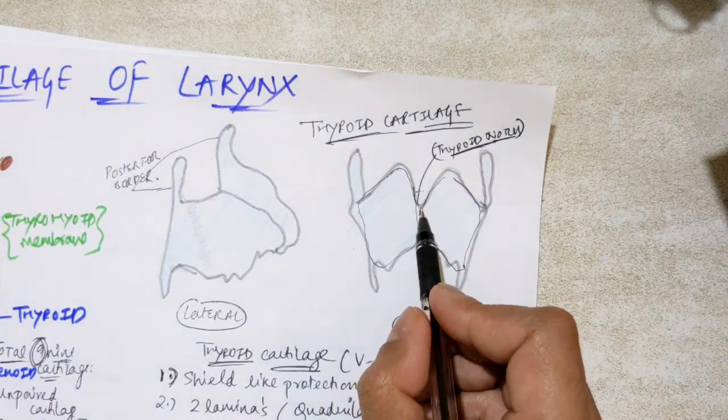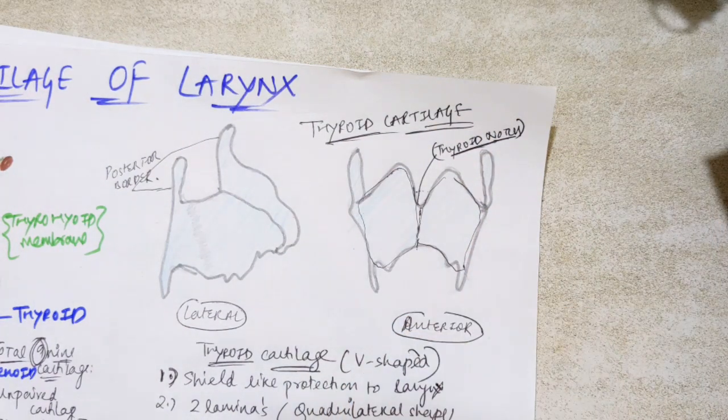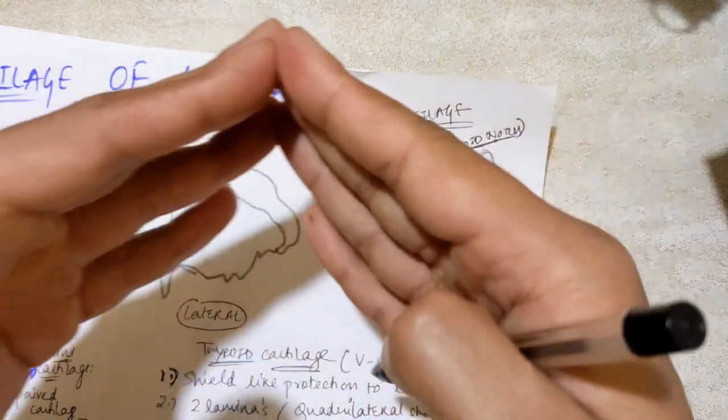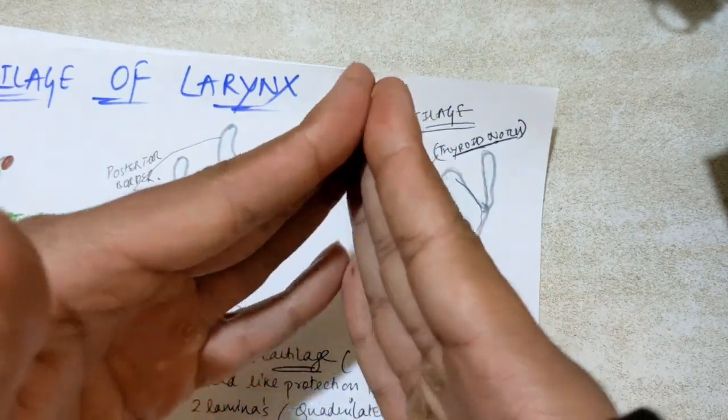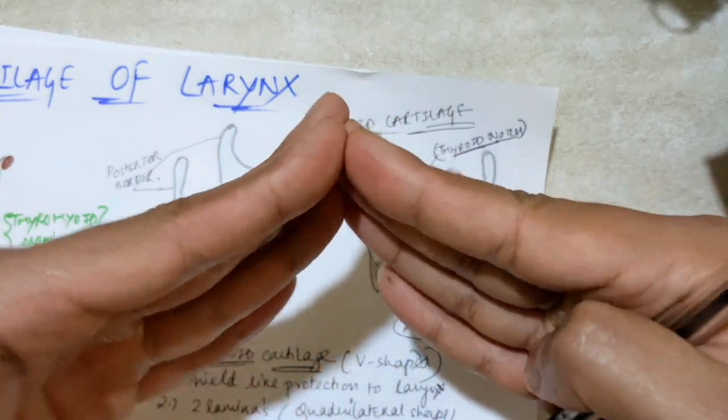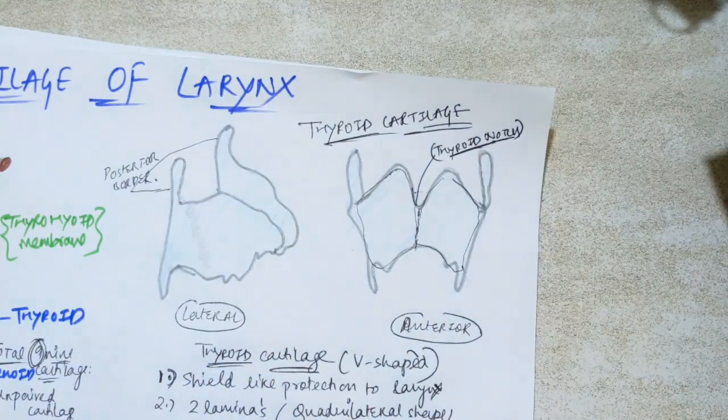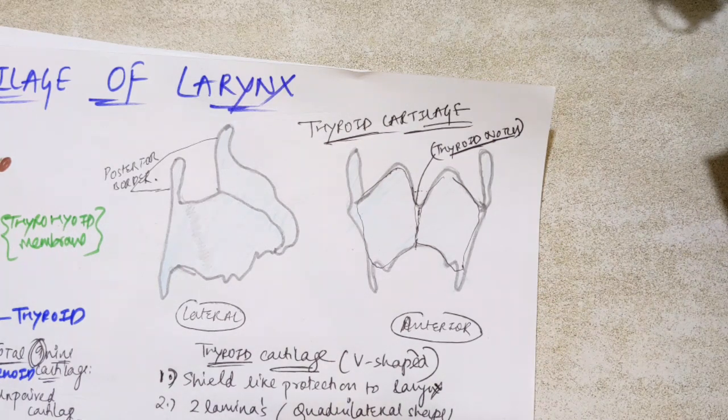This anterior border, this lamina, makes an angle. This is your anterior border from the anterior side, and it makes an angle. This is the thyroid angle. The angle will be 90 degrees in males and 120 degrees in females.